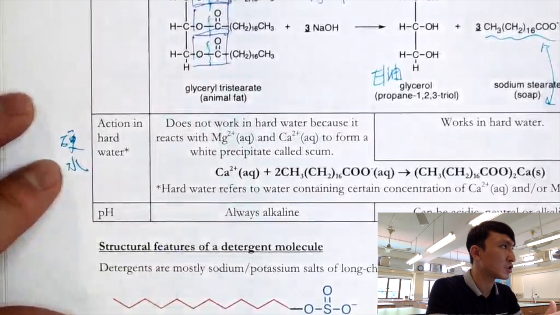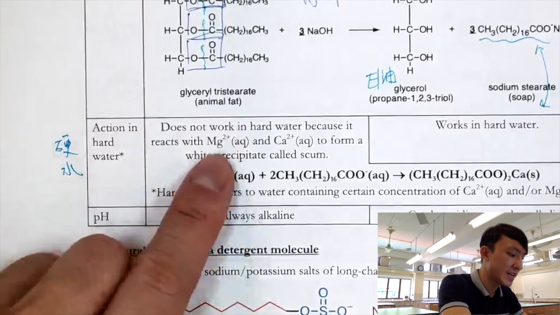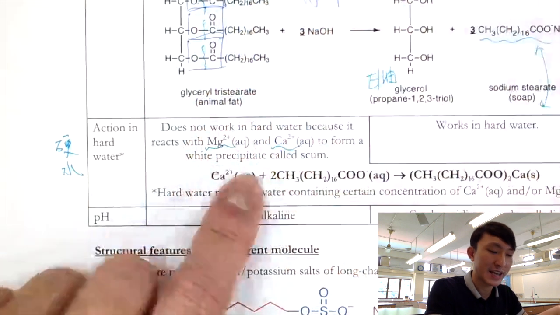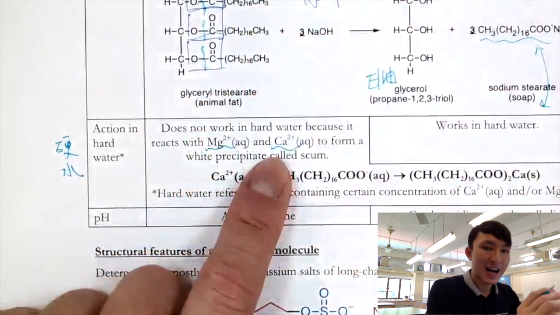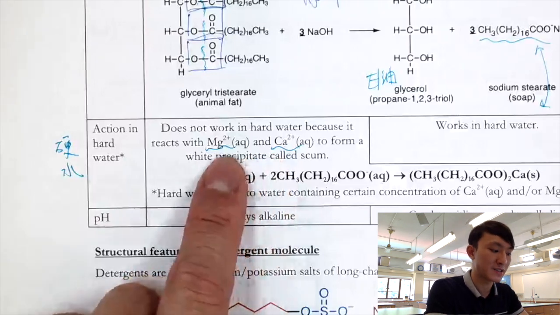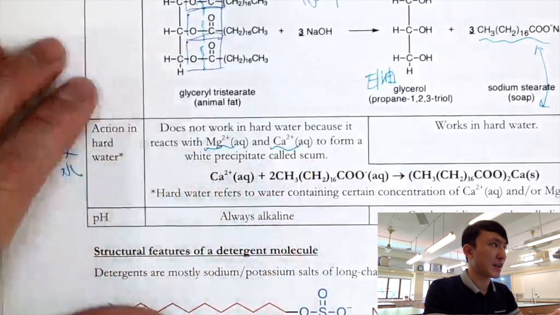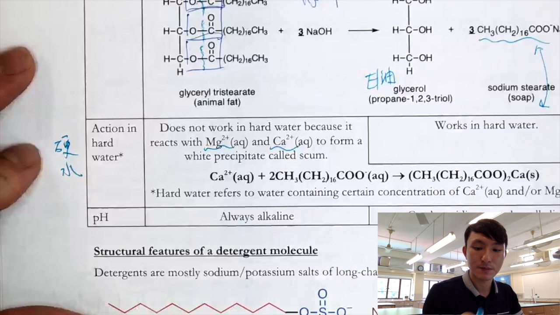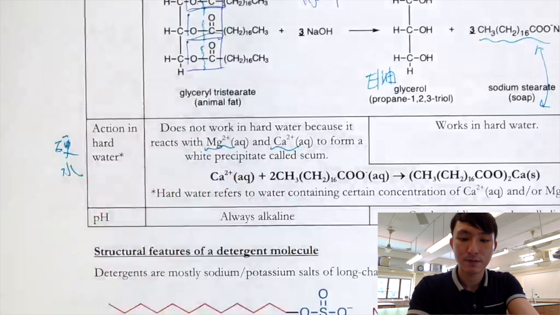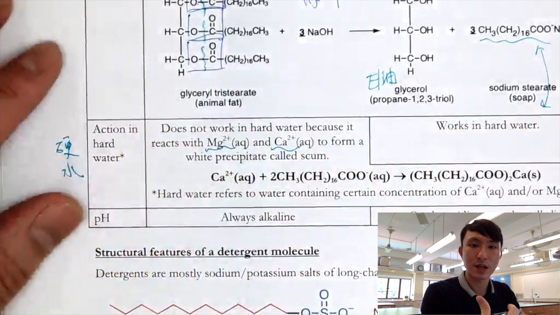We are talking about the presence of minerals in the water, especially Mg2+ and Ca2+. So the hardness of water is basically a measure of the concentration of Mg2+ and Ca2+ in the water. To put it simply, our tap water is an example of hard water.